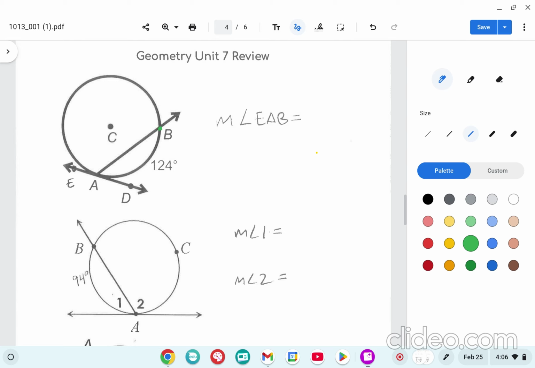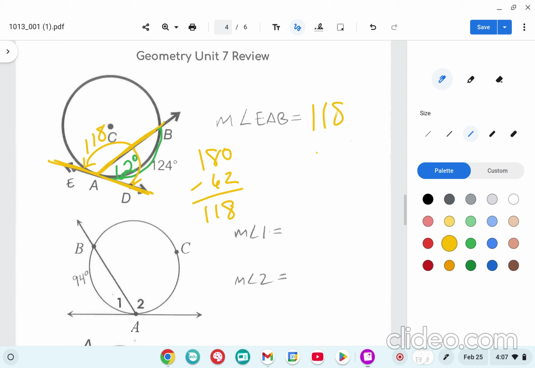All right, looking at this back page, we're looking at secant tangent angles. This arc 124 is the arc that is made up of the secant tangent angle BAD. So then BAD is 62 degrees. And then on the other side of this, you have another angle. That angle has to be supplementary with 62. And so 180 minus 62 is going to give you 118.